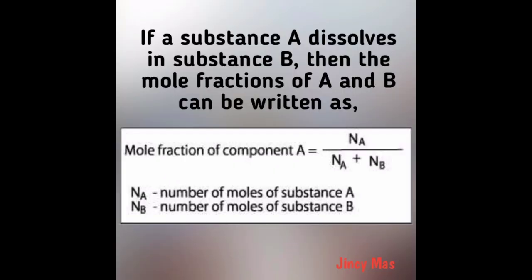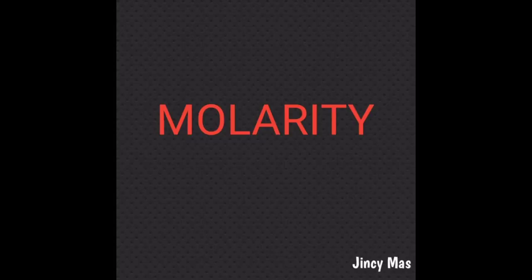The mole fractions of all components of a solution when added together will be equal to 1. To make the concept more clear to you, if a substance A dissolves in substance B, then the mole fractions of A and B can be written as follows. To find the mole fraction of A, number of moles of A divided by number of moles of solution, that is Na divided by Na plus Nb. To find the mole fraction of component B, mole fraction of B is equal to number of moles of B divided by number of moles of solution, that is Nb divided by Na plus Nb. Let's move on to the next expression of concentration, that is molarity.